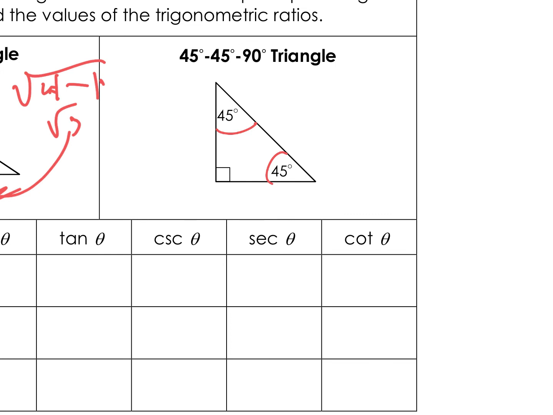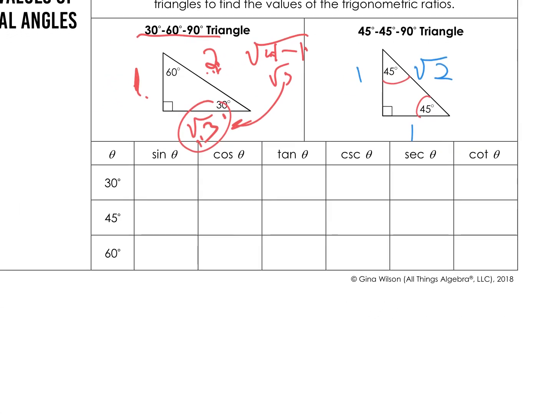We'll give it a 1. 1, 1. And here's the icing on the cake. If you do Pythagorean theorem, you'll find out that this is the square root of 2. You want to do all Pythagorean theorems all the time? Go for it. I would suggest you just memorize these two triangles.